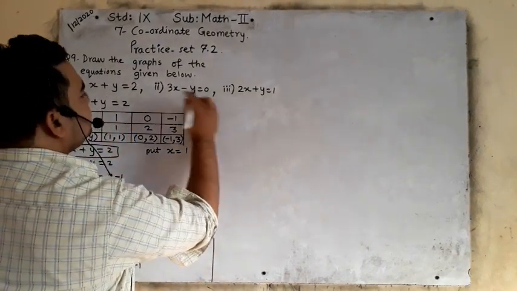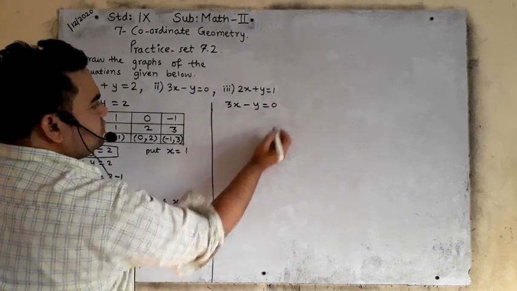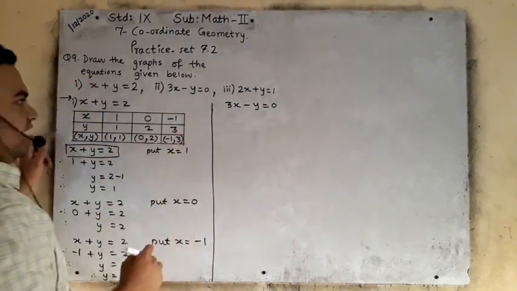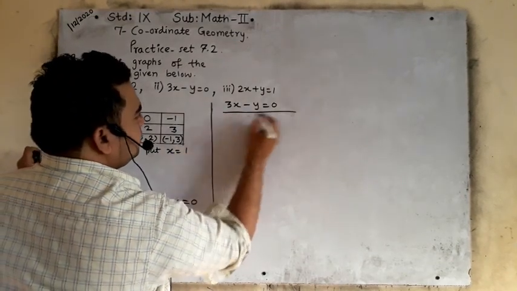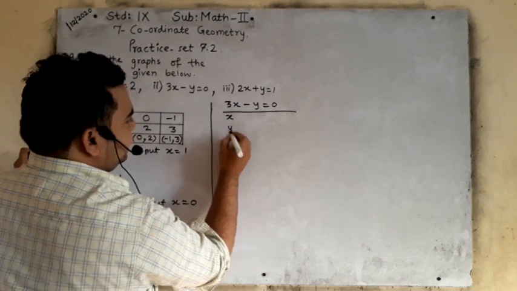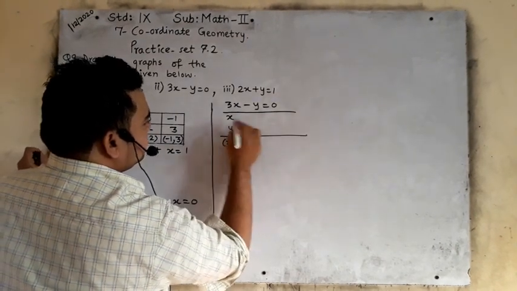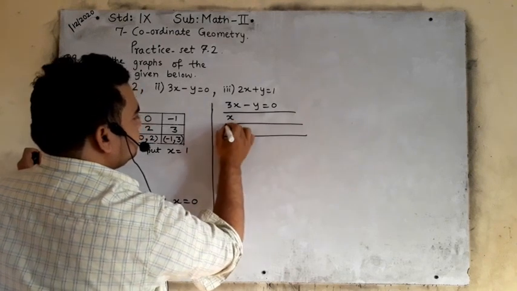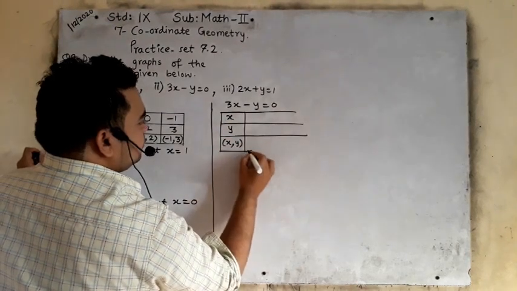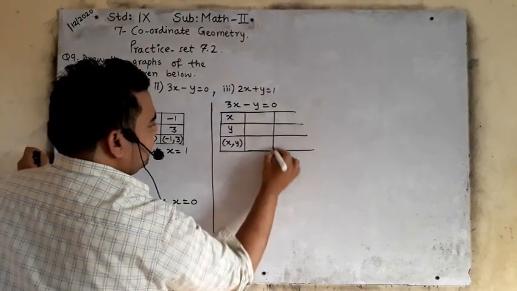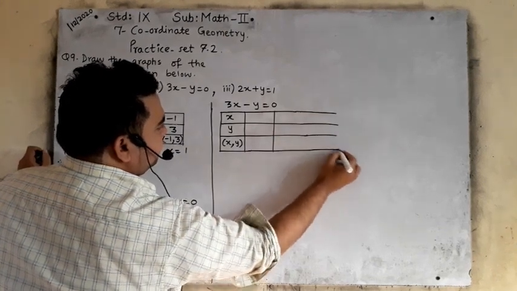So the second equation is 3x minus y is equals to 0. Now again you will draw the table like this. Okay, you will draw the table: x, then y, and at last x comma y, right? You will draw the table one by one. You will solve the graph.